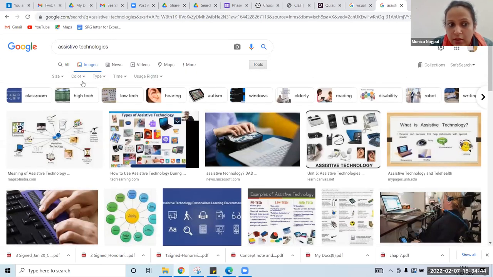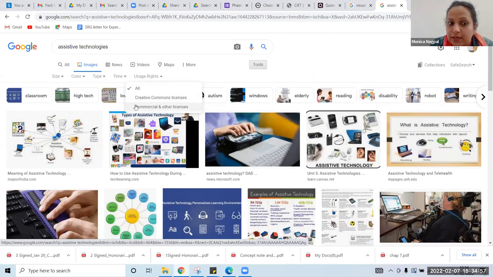Click on Tools. A new row will appear: size, color, type, time, whichever image you want, and usage rights. I am right now looking for all. You can choose Creative Commons license or commercial and other license. There are only two options in Google, which allow commercial use or Creative Commons license.